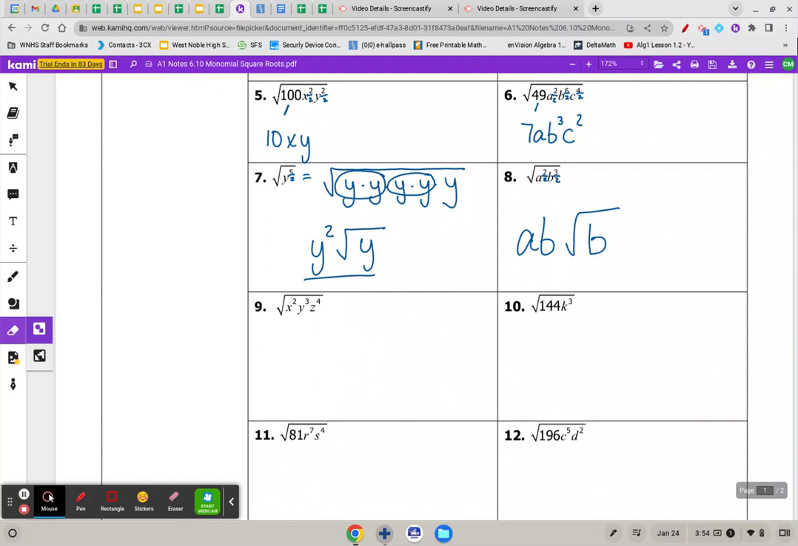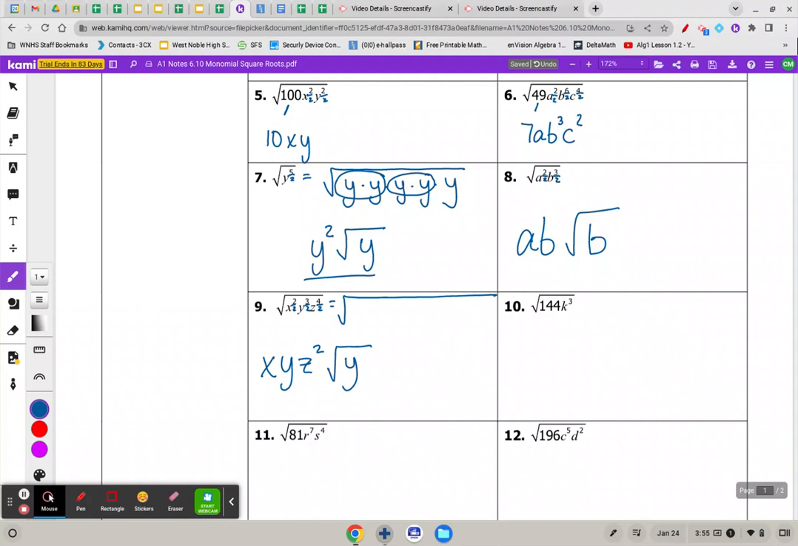So let's keep trying these. This next one, divide each of these exponents by 2, which means we have x on the outside, y on the outside, z squared on the outside, and there is 1y left over.